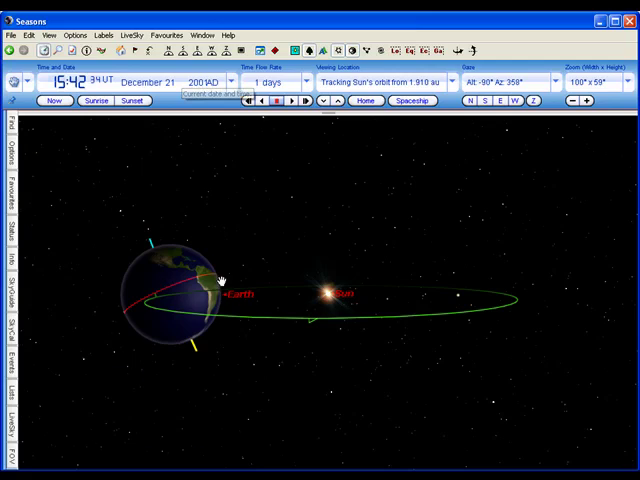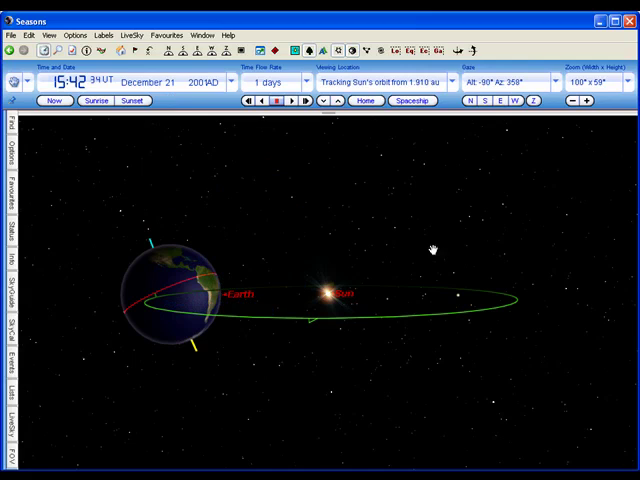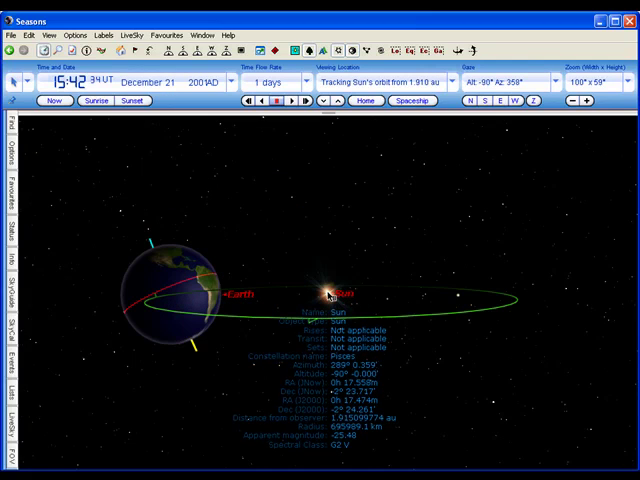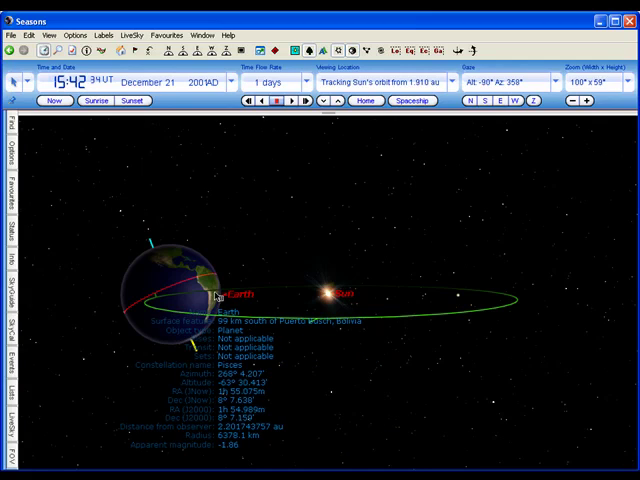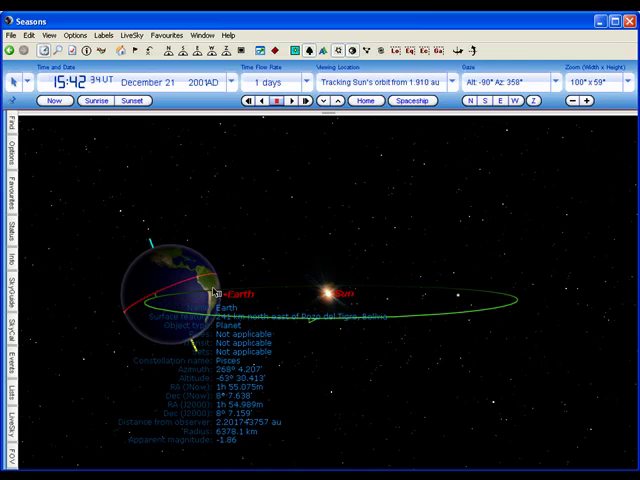We take a look. The Earth is in its orbit around the Sun, and since it's December 21st, that's called the winter solstice. And you can see that the overhead sun is shining most directly on the southern hemisphere. It's about 23.5 degrees below sunlight.